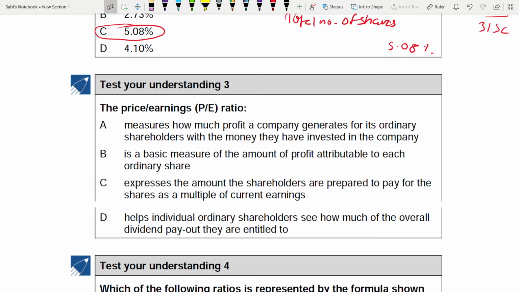So for now, we are locking the C, and D helps individual ordinary shareholders to see how much of the overall dividend payout they are entitled to. It talks about dividend, nothing to do with price earnings, so C is the right answer. Okay.